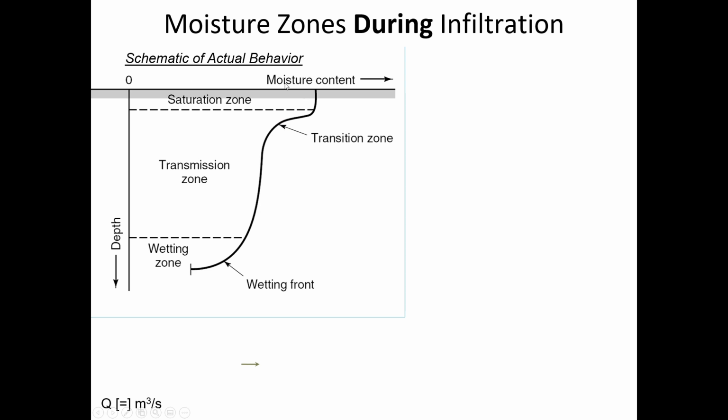And so here the moisture content, the furthest it can get would be saturation. And then there's this progressively declining amount of water. And so you can see it's divided up into the wetting zone, which is the dry soil that's just getting exposed to additional moisture, the transmission zone where it's in between saturation and wetting, and then the saturation zone is the point at which all of the voids are full.